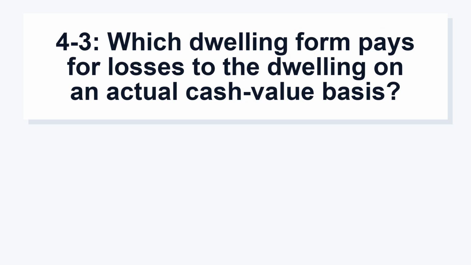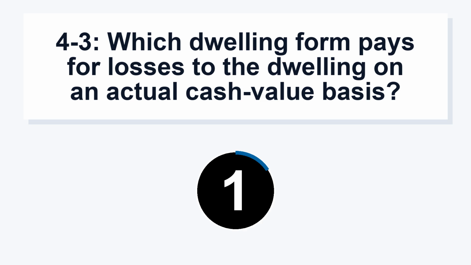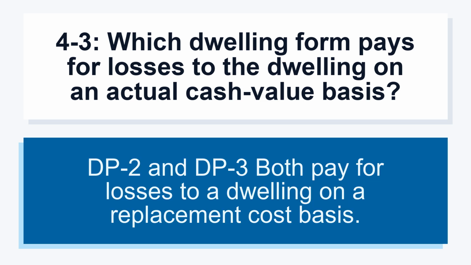4 to 3: Which dwelling form pays for losses to the dwelling on an actual cash value basis? DP2 and DP3 both pay for losses to a dwelling on a replacement cost basis.